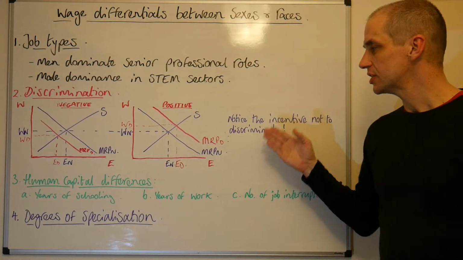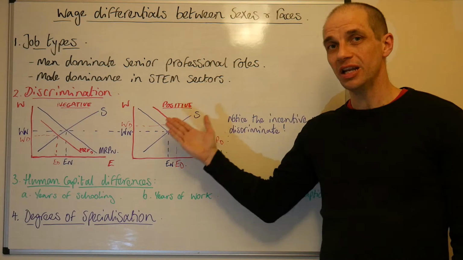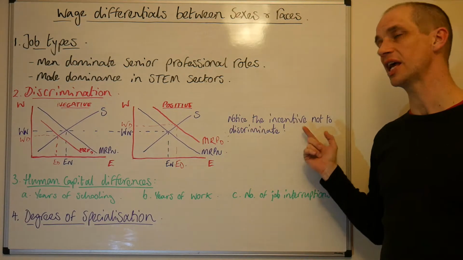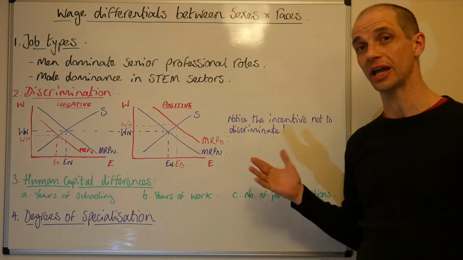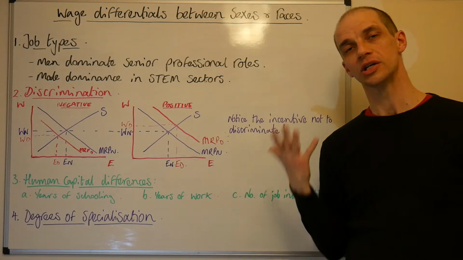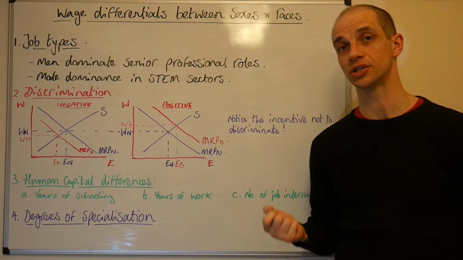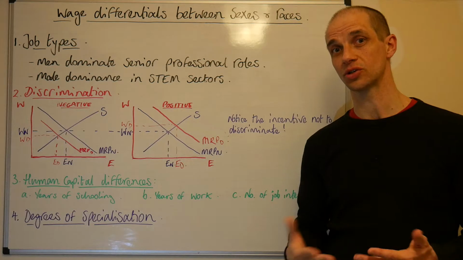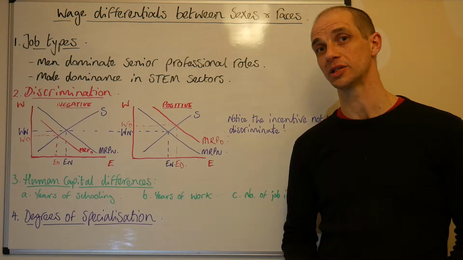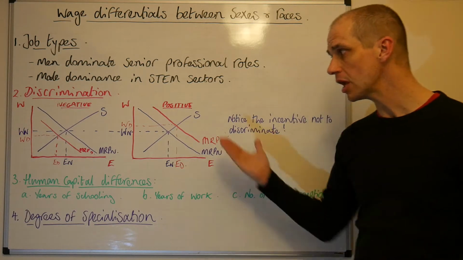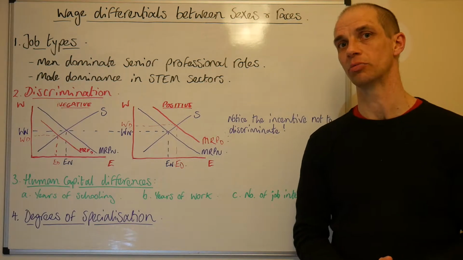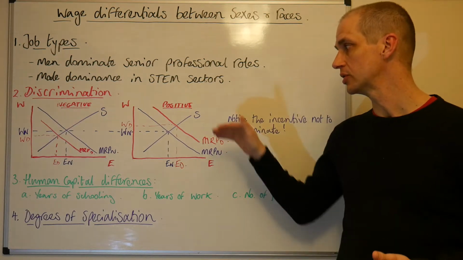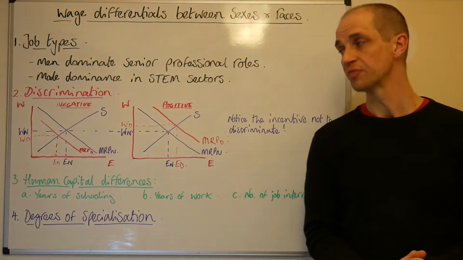So it's argued by many economists that there is an incentive not to discriminate because of this reasoning. So therefore economists do tend to disagree as to what extent discrimination actually takes place within the workplace. And this gives us a suitable example here, really. Okay, and we can see a big wage differential there.